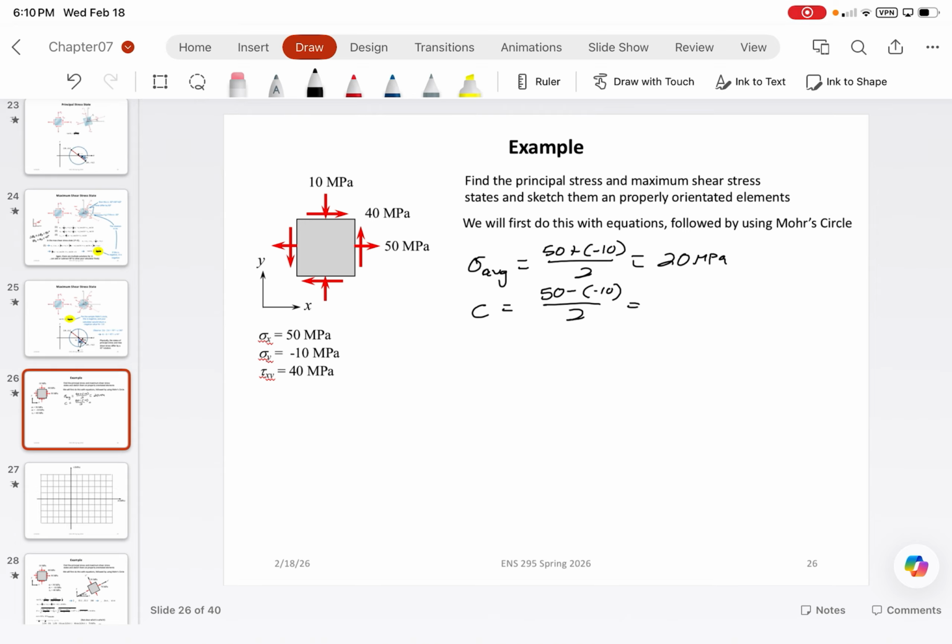Which should give us 30. And then we've got our radius of the circle, which is tau max, which is just 30 squared plus 40 squared, and then take the square root of that whole thing. And we get that the maximum shear stress is 50 megapascals. All right.